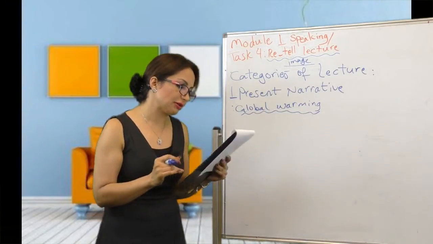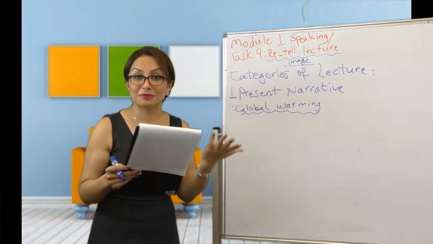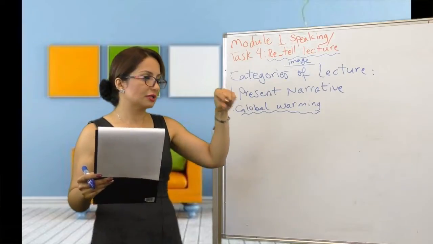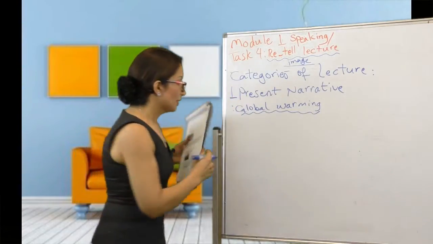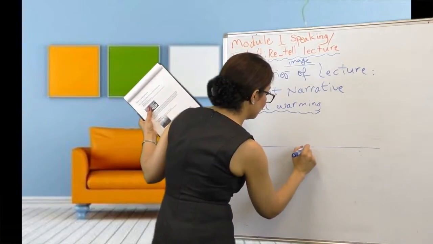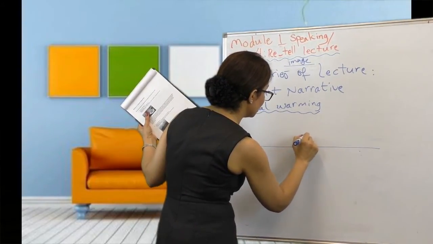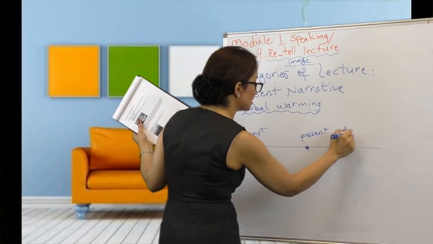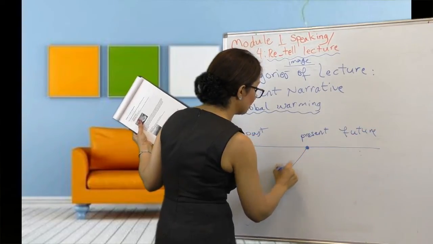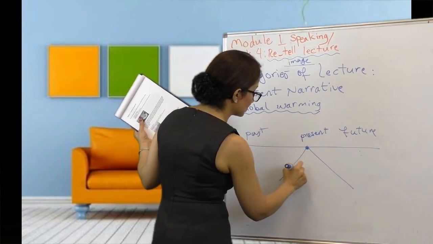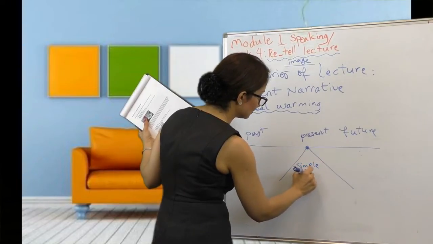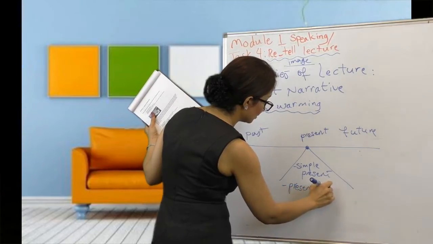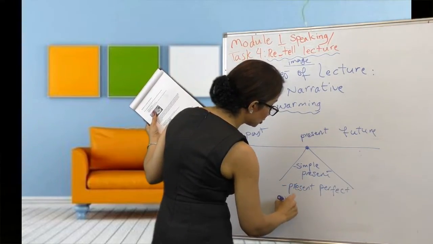So what is the frequent grammar of a present narrative lecture? It is simple present, present perfect tense, and present continuous tense. All these present tenses. We have these three main tenses in English: present, past, and future. So when it comes to present narrative, meaning explaining a problem in present time, the main tenses are either simple present tense, present perfect, or present continuous tense.